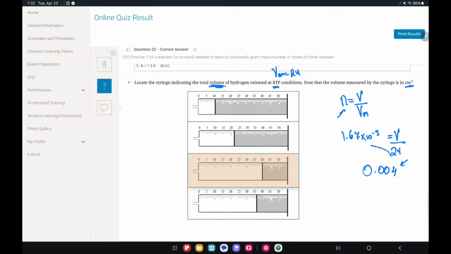You get 0.04008, but this is in dm cube. What if I want it in cm cube, like they're saying? In cm cube, it would be times 1,000, so I just multiply this by 1,000. It's going to be 40.08 cm cube. So we have to locate the syringe that's at around 40, and it's going to be this one.